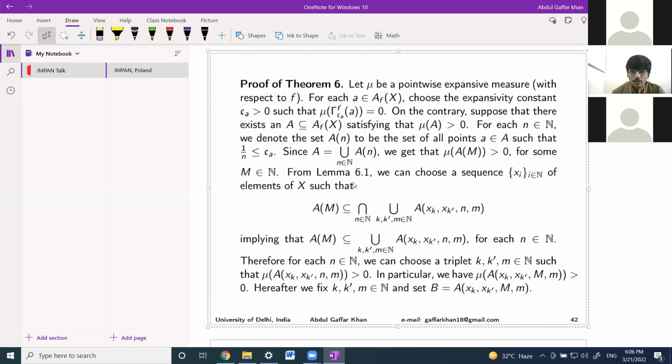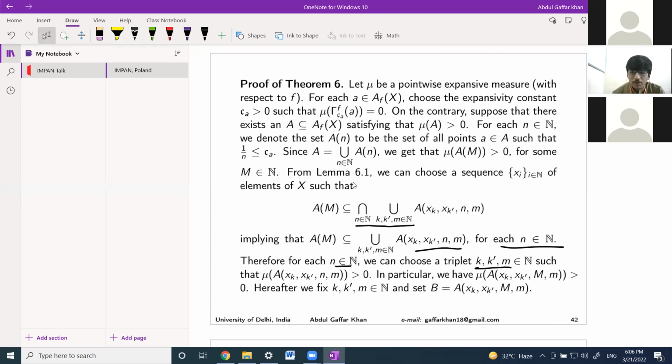So this will imply that AM is contained in the intersection over the union. So AM will be contained in the union for each n in N, because it is contained in the intersection. So basically it will be contained in each of these sets for every n. So for each n we can fix a triplet k, k prime, m so that the measure of one of the sets is greater than 0. If the measure of each set is 0, the measure of AM will be 0. So this will be a contradiction to this fact.